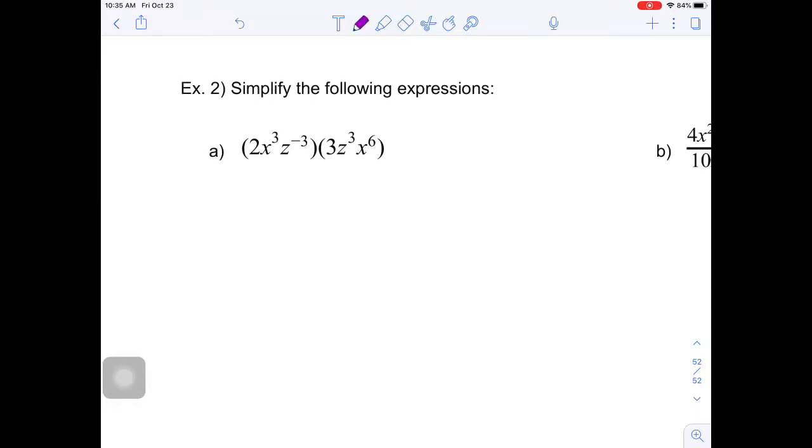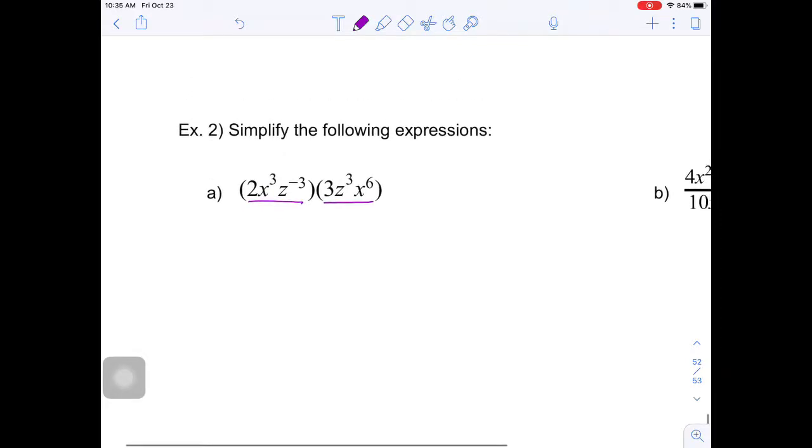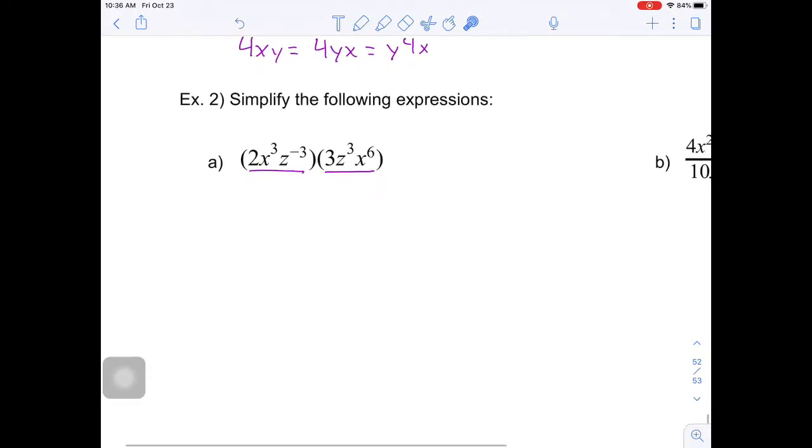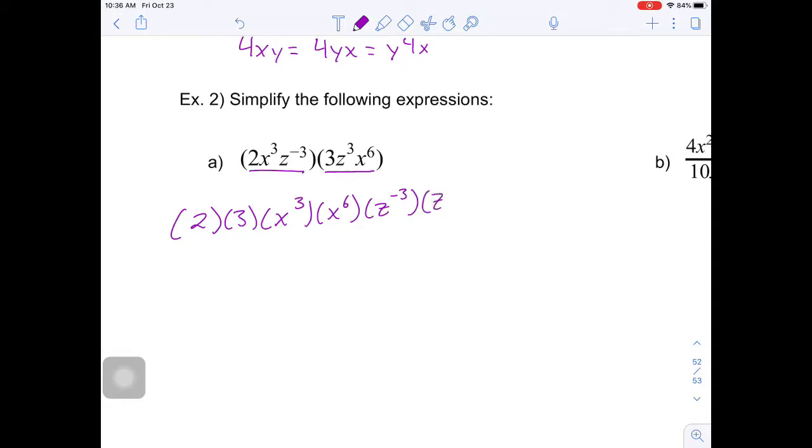Now, in this case, everything's just multiplying each other. So remember, 4xy equals 4yx, which equals y4 times x. You can just manipulate these. Since it's multiplying, it's commutative. You can move them around. Here, everything's multiplying each other. So I'm going to put the numbers multiplying each other, I'm going to put the variables multiplying each other, and the same variable together. So here I'm going to do 2 times 3, x cubed times x to the power of 6, z to the power of negative 3, z to the power of 3.